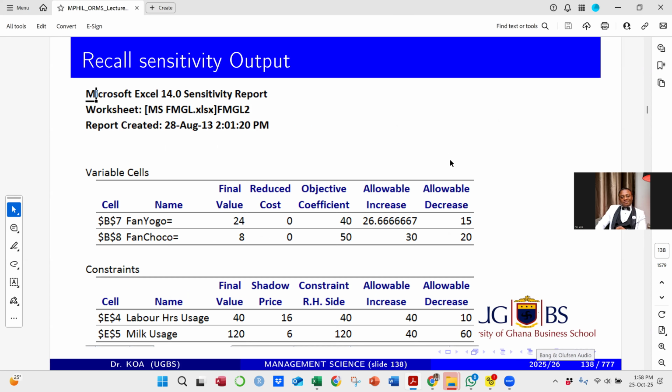So every reduced cost value has an opportunity cost. Every final value has an opportunity cost, like you can see here. The Fanyego has an opportunity cost, the Choco has an opportunity cost, or the reduced cost, as well as the coefficient. So the opportunity cost here can be positive, 0, or negative. In our case here it is 0. It is positive when we are dealing with minimization. Take note. It's negative when we are dealing with maximization.